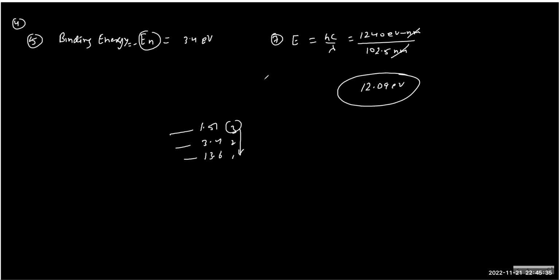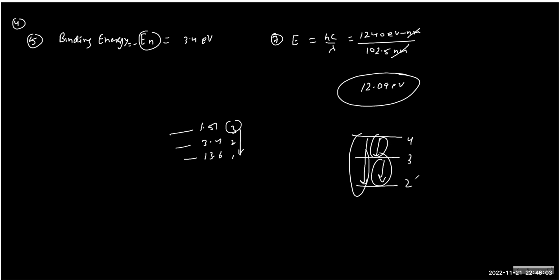A group of hydrogen atoms are prepared in n equals 4 states. List the wavelengths that are emitted as the atoms make transitions and return to n equals 2. Tell me the answer. From 4 to 2, what are the possible ways? 4 to 2, or 4 to 3 and then 3 to 2. So there are three possible answers, right?